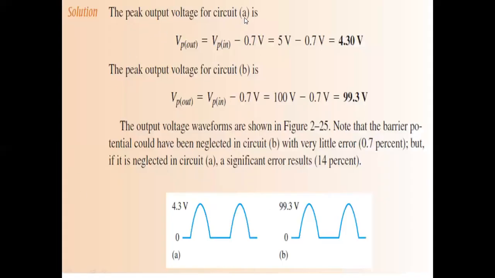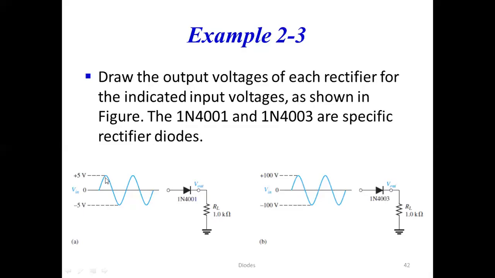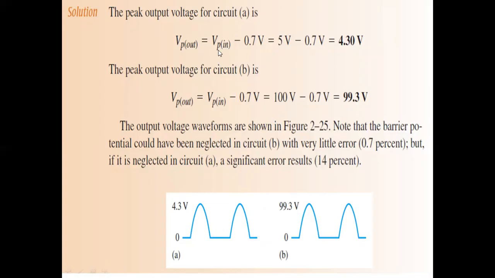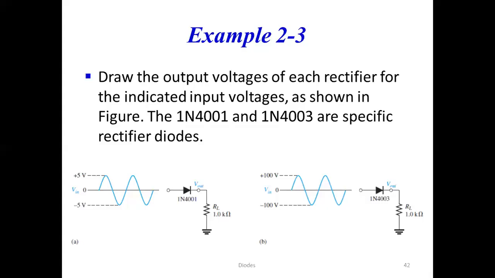The peak voltage for the circuit, we have seen the formula. What is the peak voltage here? Peak input voltage 5 volt minus the voltage drop 0.7 volt. So the output voltage across that resistor will be 4.30 volt.